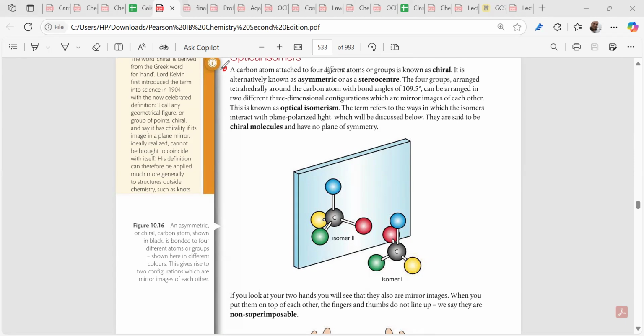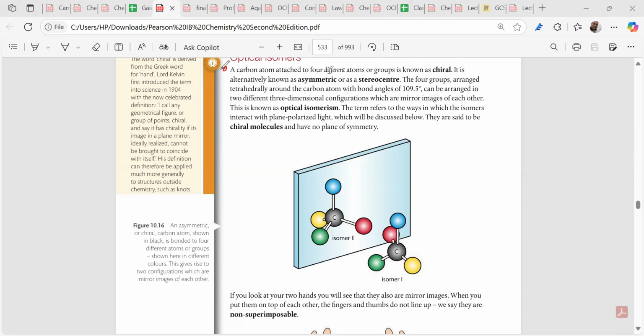A carbon atom attached to four different atoms or groups is known as chiral, alternatively known as asymmetric or as a stereocenter. The four groups arranged tetrahedrally around the carbon atom with bond angles of 109.5 can be arranged in two different three-dimensional configurations, which are mirror images of each other. This is known as optical isomerism. The term refers to the way in which the isomers interact with plane polarized light, which will be discussed below. They are said to be chiral molecules and have no plane of symmetry.